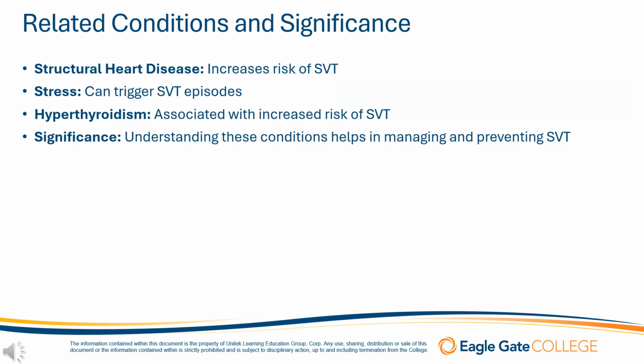Now let's explore some conditions that are commonly associated with supraventricular tachycardia. Structural heart diseases, such as congenital heart defects, cardiomyopathy, and valvular heart disease, can predispose patients to SVT. These conditions can alter the normal electrical pathways in the heart, creating areas prone to re-entry circuits or abnormal automaticity. Patients with structural heart disease may have scarring or abnormal tissue in the heart, which can disrupt the normal conduction pathways and lead to episodes of SVT.